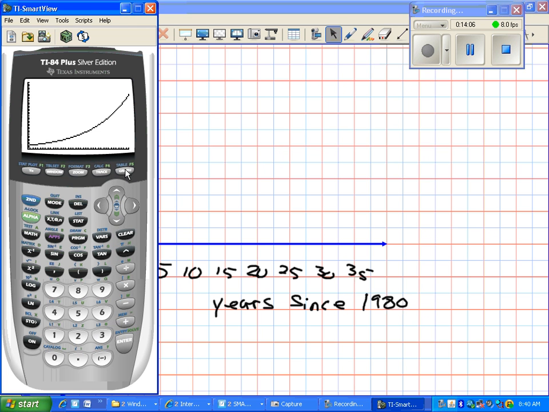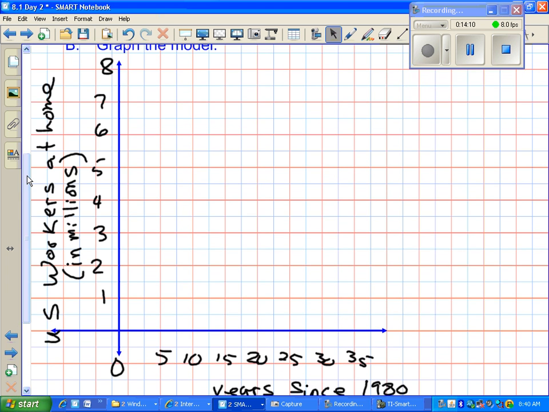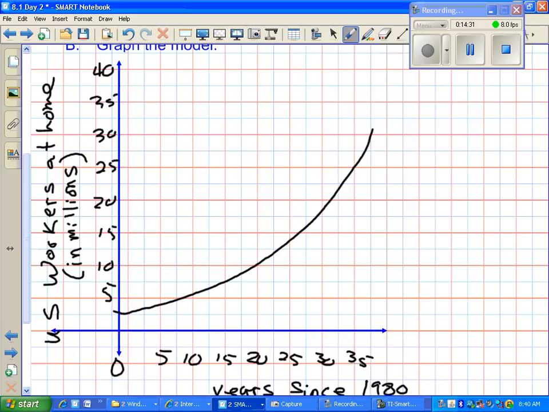Okay, so that gives me the data that I can see. So I need to come back over here and multiply everything by 5. So I would have 5, 10, 15, 20, 25, 30, 35, and 40. And my graph would start down here, and it did an arc like that.